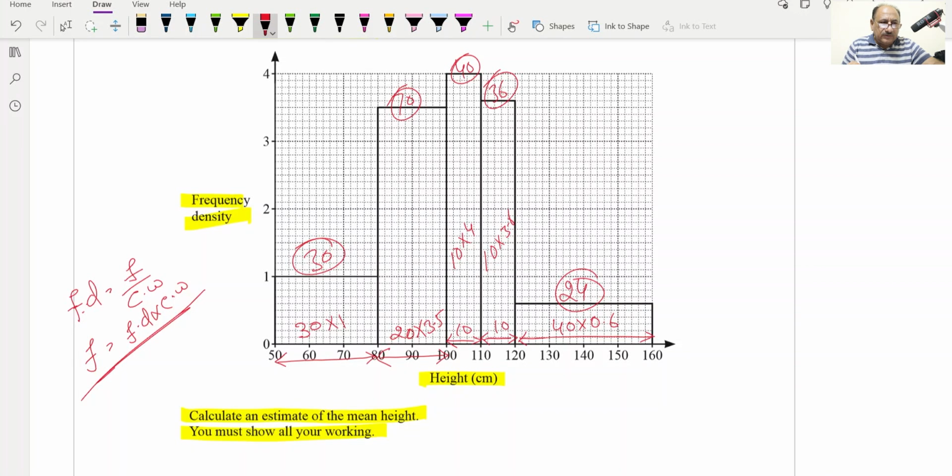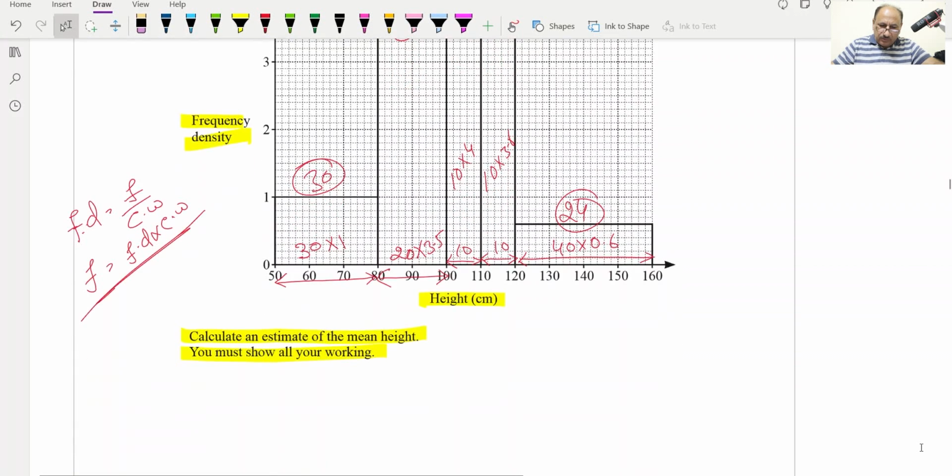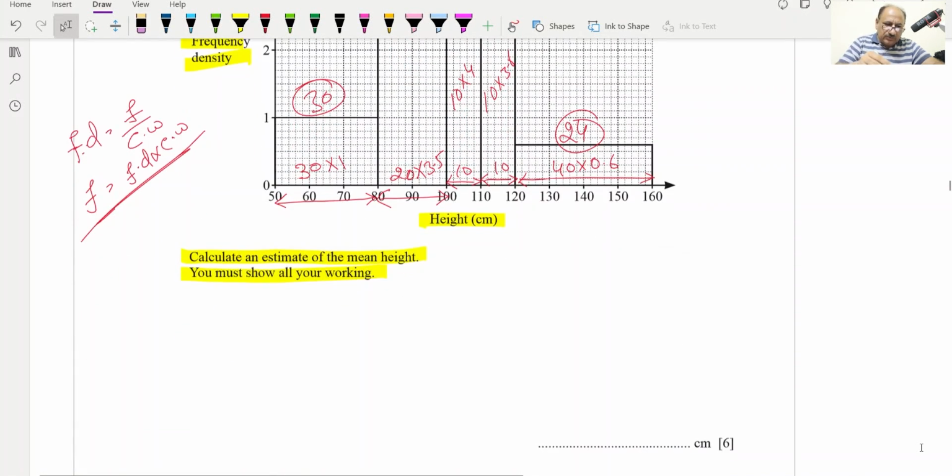So after checking this height and class width, they're saying calculate an estimate of the mean height. Mean height, how will we check the mean height? We'll have to check the midpoint of the class width.